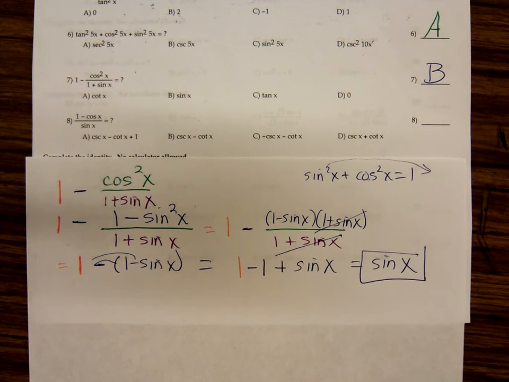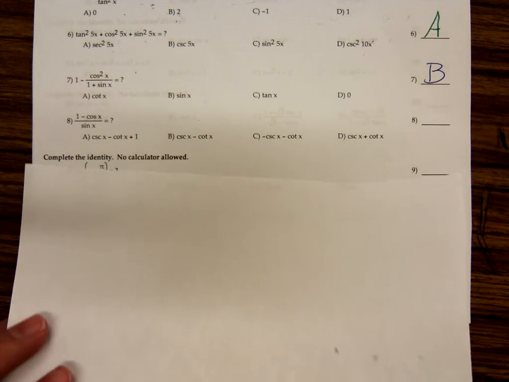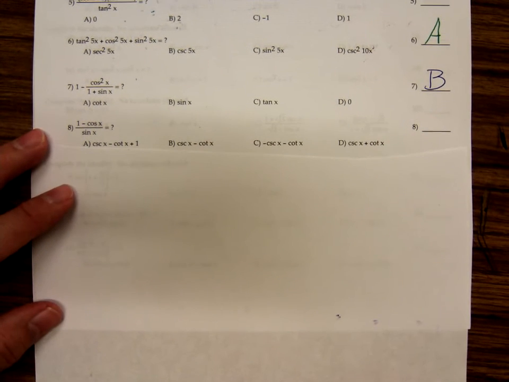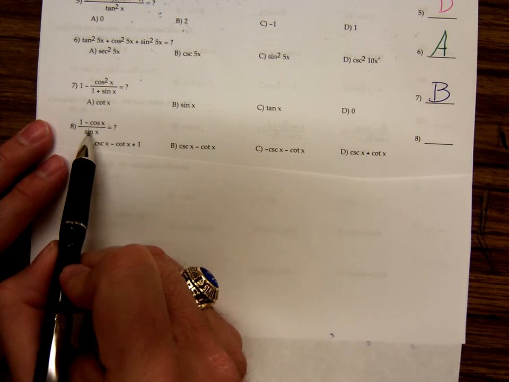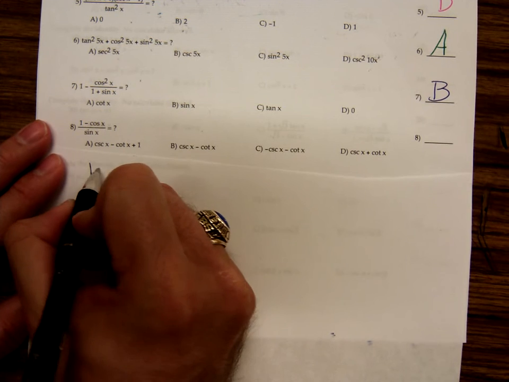What about number 8? Well, let's see. Problem number 8. So already in terms of sine and cosine, there's no squares in it, but there's just one term down here in the bottom. So this one's actually going to be the easiest one we've done so far.